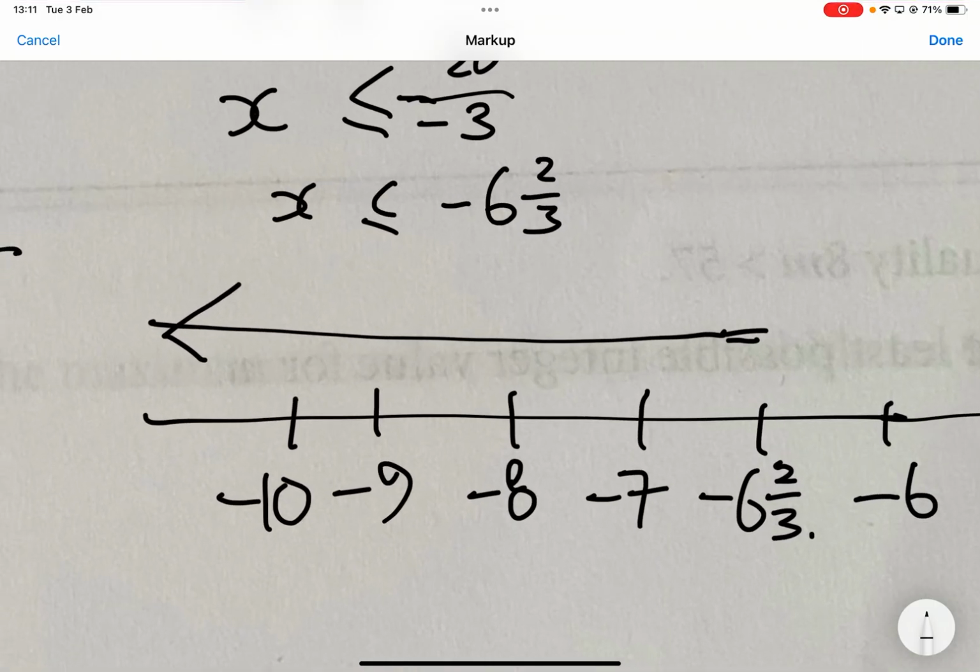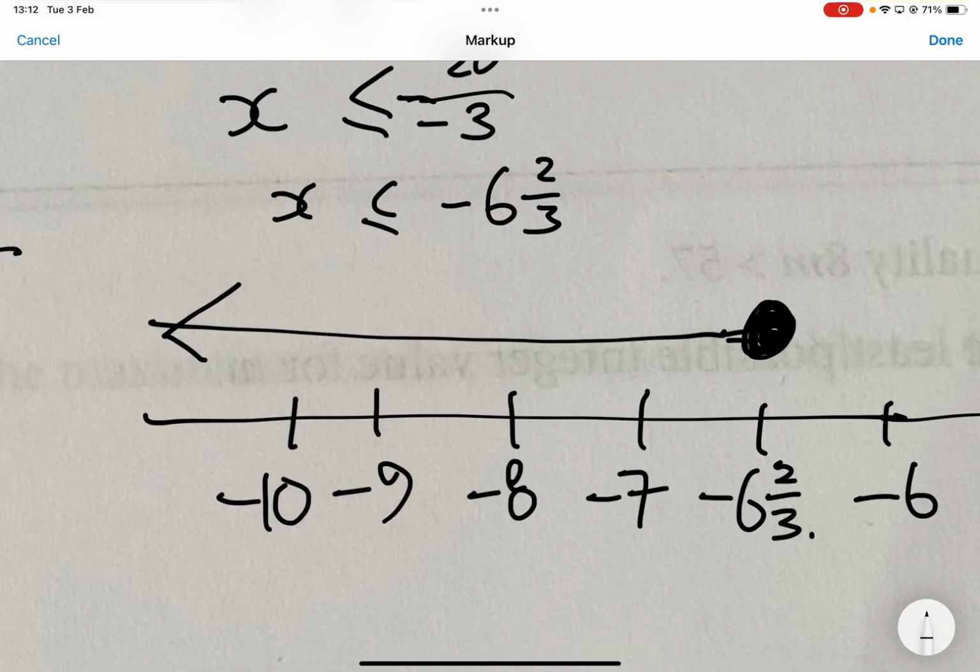Then we must decide whether it is a solid dot or a hollow dot. To decide, we look at this symbol. Got equal, solid dot. No equal, hollow dot. So this time is got equal one. Then we must put a solid dot. Done. Can? Done. It is not difficult one.